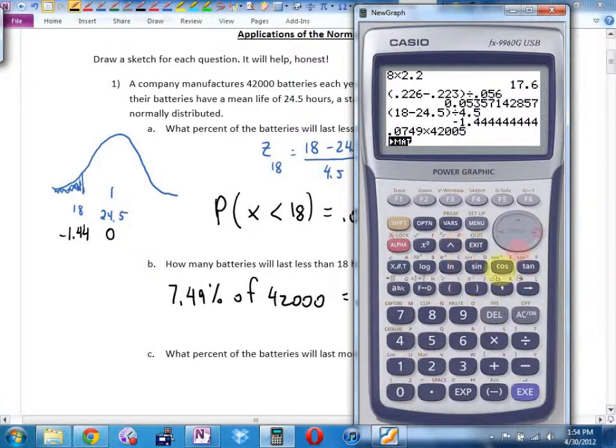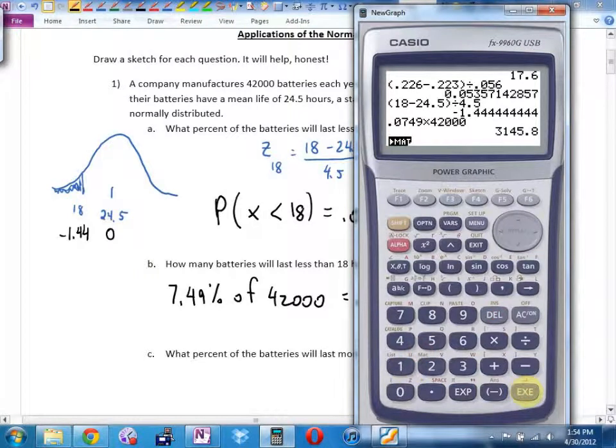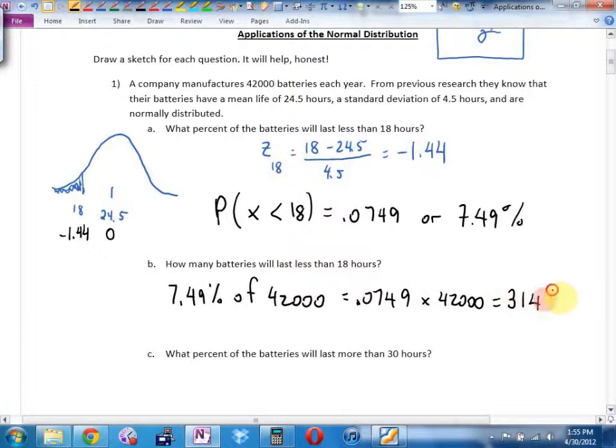Is that it? Can we have 0.8 of a battery? Not really. It doesn't make sense. Like, batteries don't come in chunks, right? So I think I would round this to 3,145 or 46? 46. Is that okay?